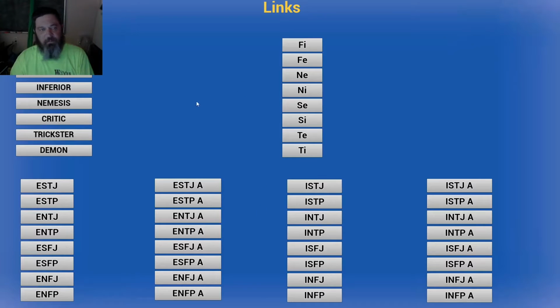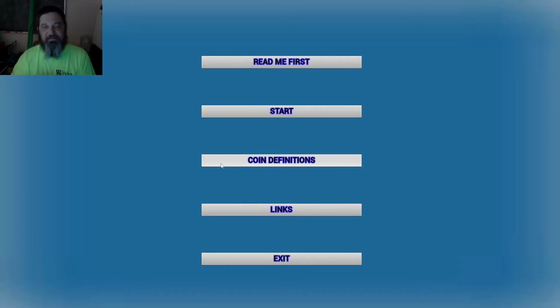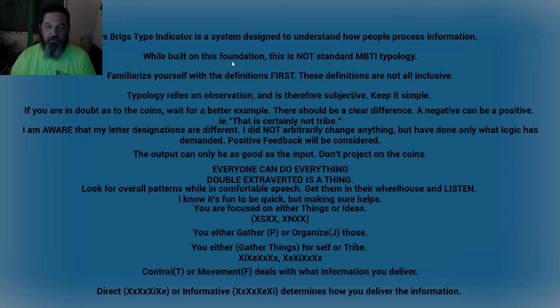Let me see where we need to go next. I'm trying to get this as concise as possible. Okay, we're going here. This is where we're going. All right, now this is what I have changed in MBTI.